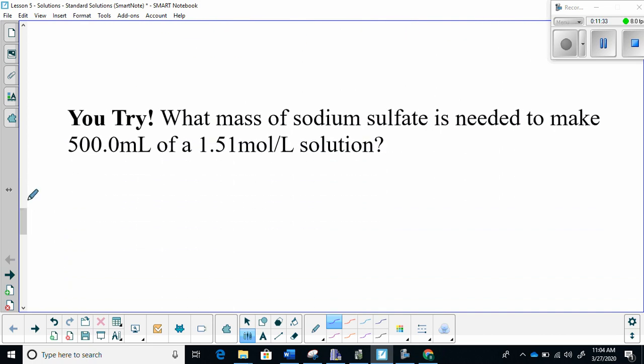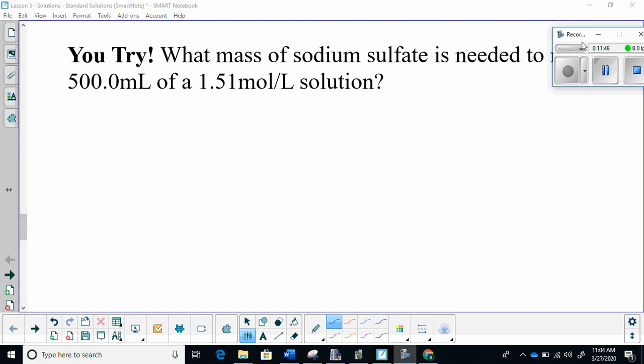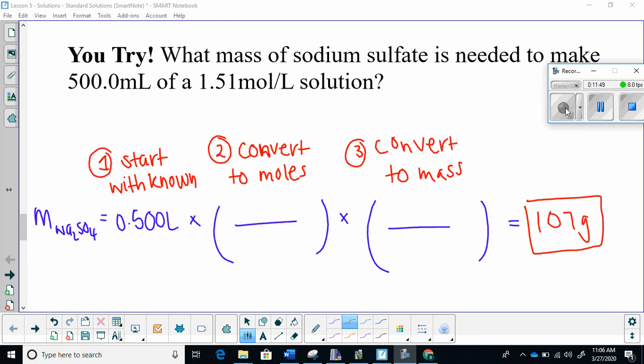Okay, you're going to try this one on your own. I want you to calculate the mass, round it to 3 significant digits, so pause, do that, and then we will come back and you can check your answer. Right, let's go through this.